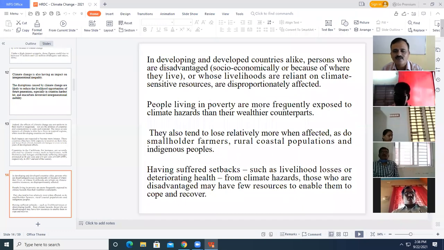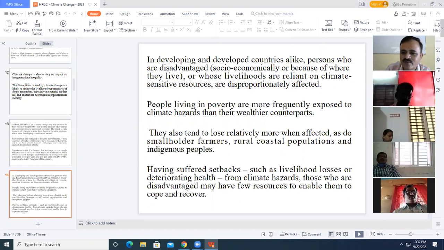In developing and developed countries alike, persons who are disadvantaged or whose livelihoods are reliant on climate sensitive resources are disproportionately affected. As we noted earlier, this not just affects the countries, but also the people within the countries, and within the country, as already noted, the hardest hit people are the disadvantaged groups.